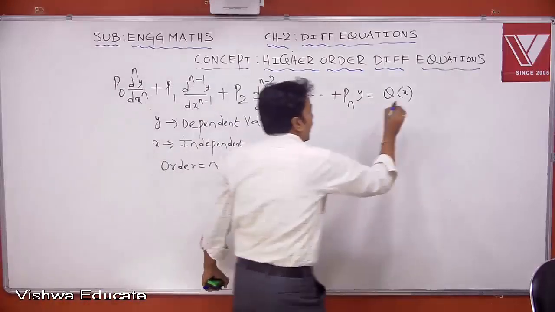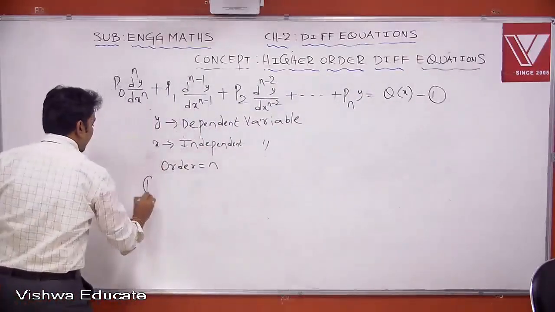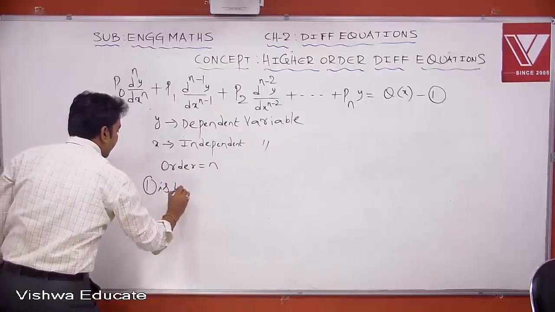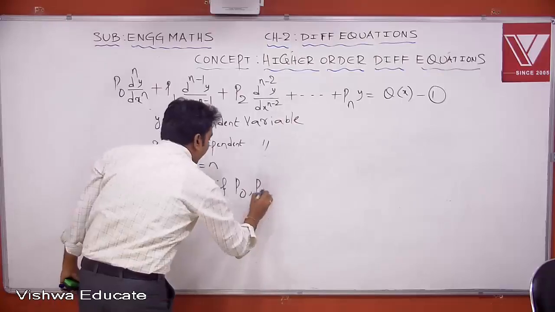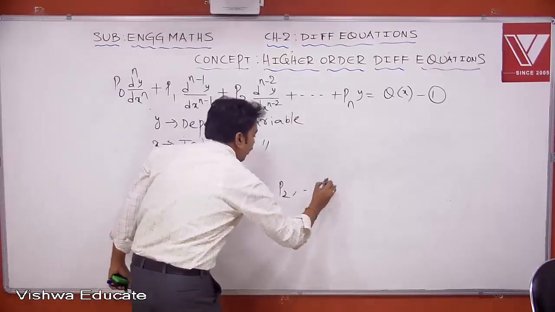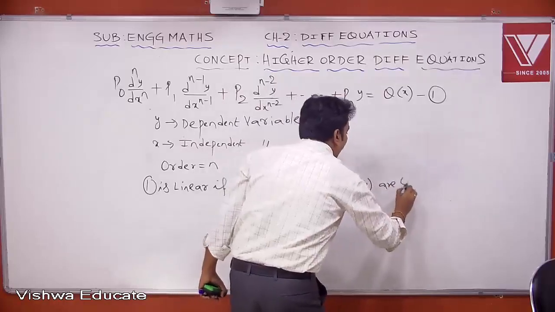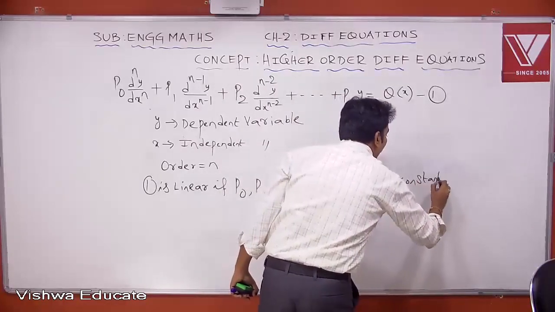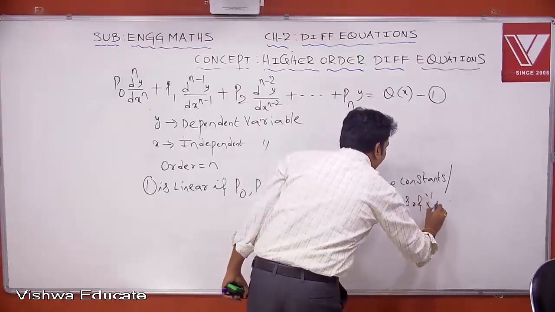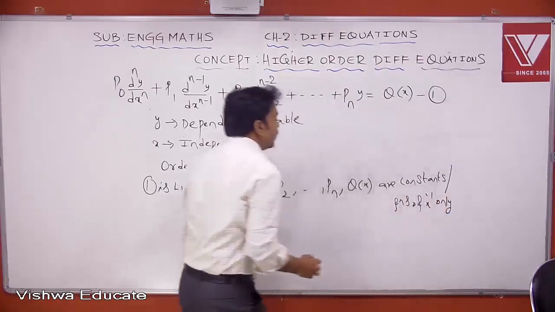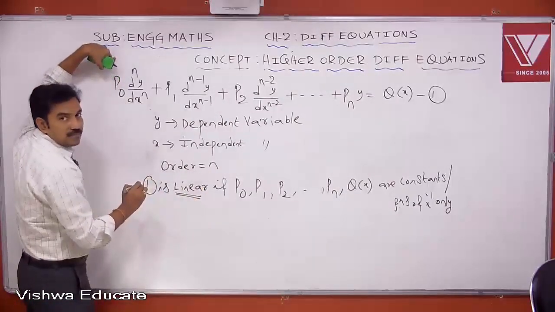Suppose I call this equation as 1. We say that equation 1 is linear if P0, P1, P2 and so on, Pn, Q of x, all these are either constants or functions of independent variable x only. In that case, this equation is called a nth order linear equation.